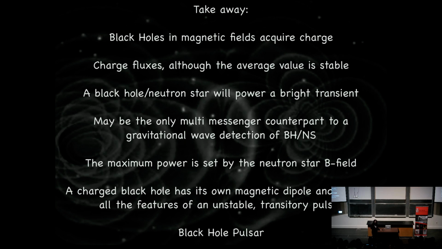The maximum power is definitely set by the neutron star magnetic field. So if those fields don't get boosted back up, or if they decay over the lifetime so that they're too weak, then that would also push it outside of visibility for us. And then finally, that the charged black hole has its own magnetic field, and thereby all of the features for an unstable and transitory pulsar.